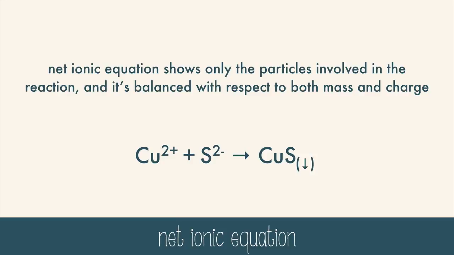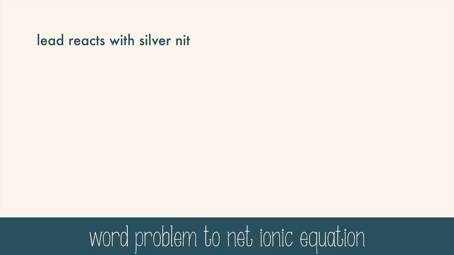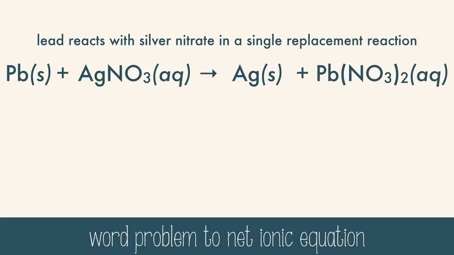But let's look at another one. Lead reacts with silver nitrate in a single replacement reaction. First, we have to write out the skeleton equation. We start with solid lead, and we'll end with solid silver because the metals switch positions in a single replacement reaction. Next, we just have to balance it by adding a coefficient, a 2 in front of silver nitrate and a 2 in front of silver.